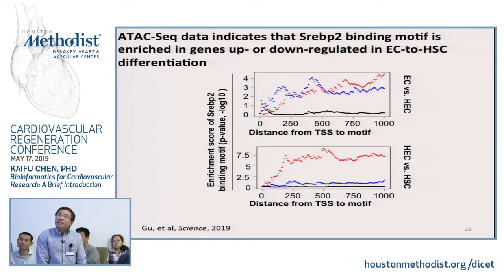We further analyzed whether this binding motif for SRBP2 is enriched in the genes that are up or downregulated during endothelial to hematopoietic stem cell differentiation, because Longhe already has preliminary data showing that SRBP2 plays a key role in this differentiation. We do observe that the binding motif for SRBP2 is enriched in both the upregulated and the downregulated genes, when you compare endothelial cells to hemogenic endothelial cells, or hemogenic endothelial cells to hematopoietic stem cells. Because the differentiation happens from endothelial cell to hemogenic endothelial cell and then to hematopoietic stem cells.